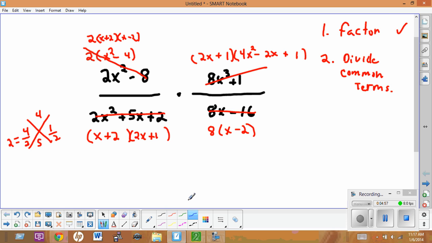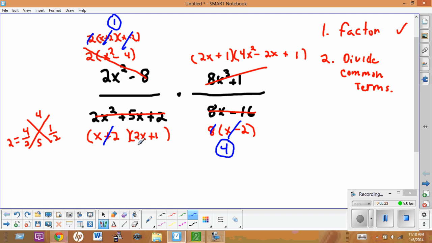Now step 2, divide out common terms. Looks like I have an x plus 2 and an x plus 2. I have an x minus 2 and an x minus 2. I have a 2 and an 8. And 2 goes into 8 4 times, so I'm left with 4 down here. I'm going to go ahead and circle it because that's all that's left. And up here I'm left with simply just a 1. Everything has been crossed out.